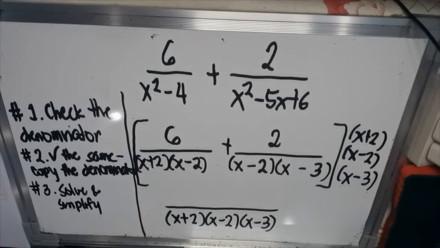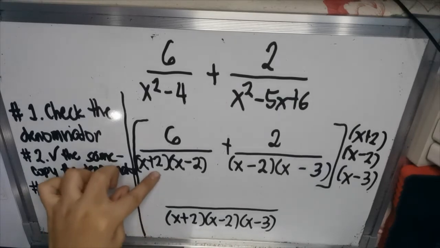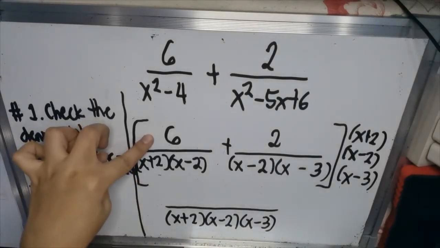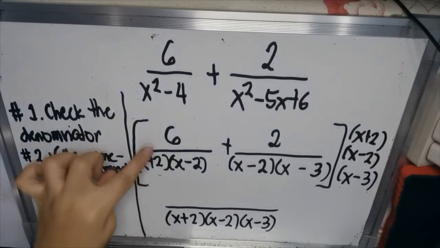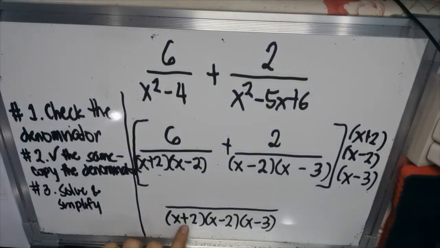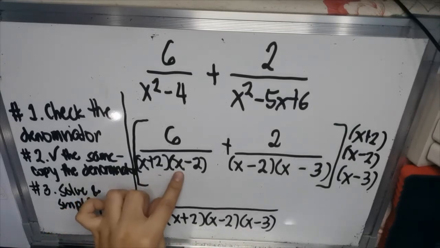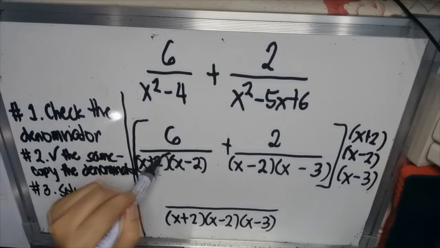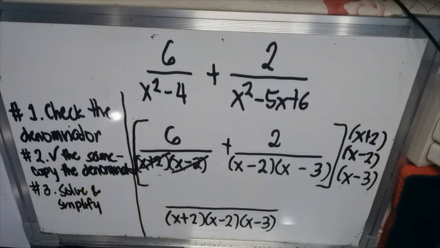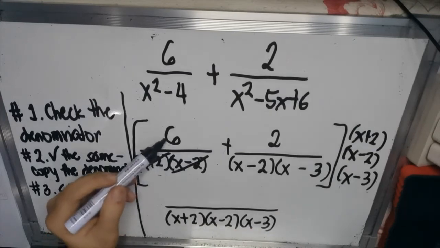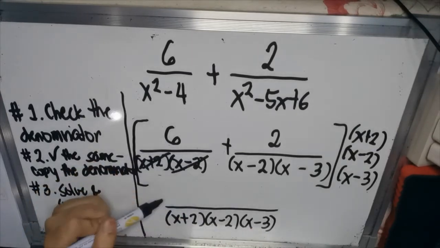Then, next, what's next? So, ito, divide times. Yun lang ang rule ha. Divide times. So, x plus 2 times x minus 2 times x minus 3 divided by x plus 2 times x minus 2. So, in this case, cancel na ito. Tama? Itong dalawa, makakancel na. Ang matitira sa kanya, x minus 3. So, that will be multiply 6 times x minus 3.